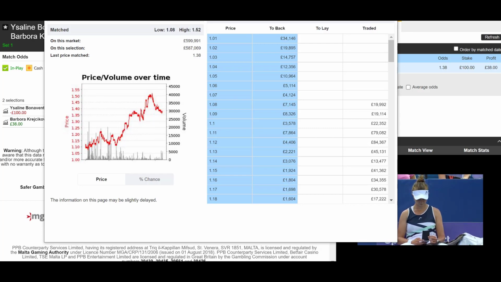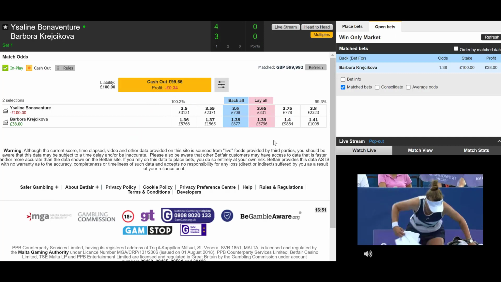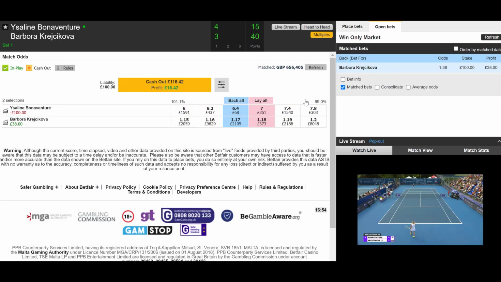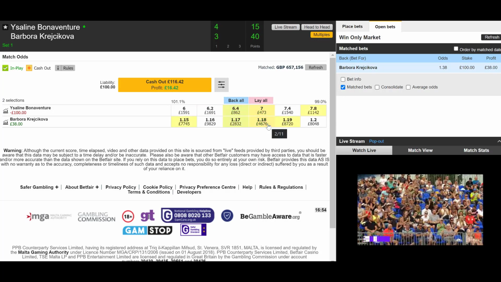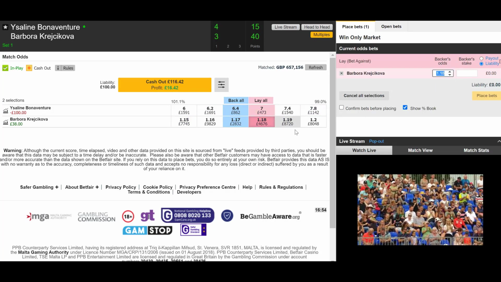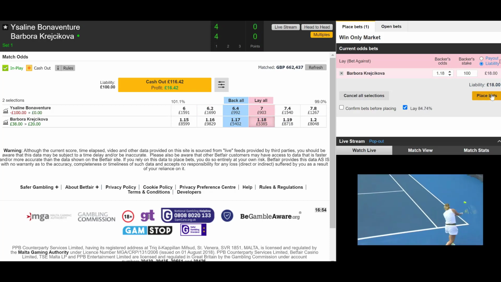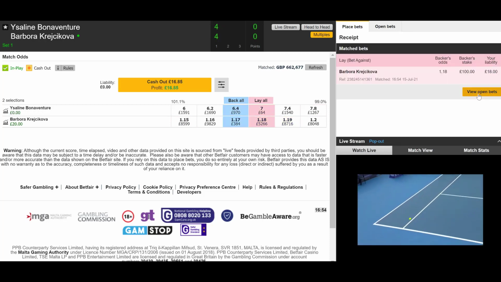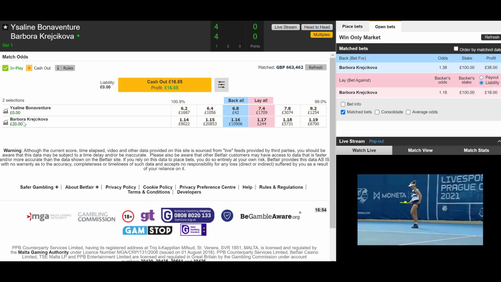But anyway, as you can see, they're sitting down. The service game is about to restart, and hopefully we can get out with a profit. Okay, well, that was easier than expected. She got right back into it, Barbara, and her price has now gone into 1.17, 1.18 to lay. Okay, so that was pretty easy, pretty simple. And now you can see we've got that £20 of green sitting on Barbara.